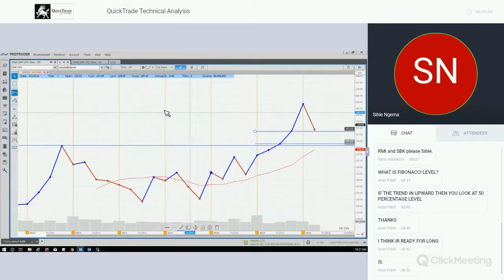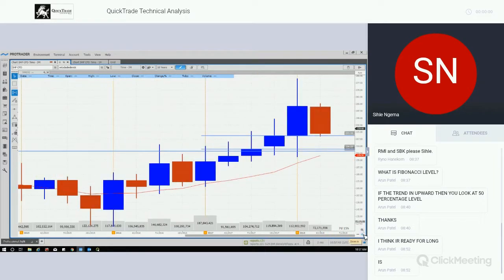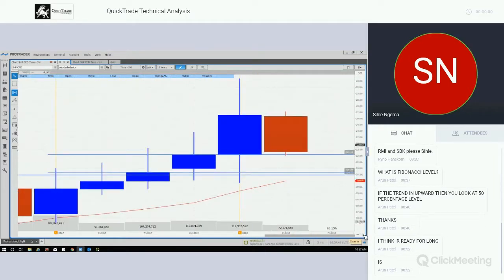Another one is here around 221, 220. So these are the levels I'm looking at, 221, 220. I think that is where our support is on ShopRite. And if this 221, 220 is broken, I'm looking at 205, 206. I think the price could actually break down to 205, 206.